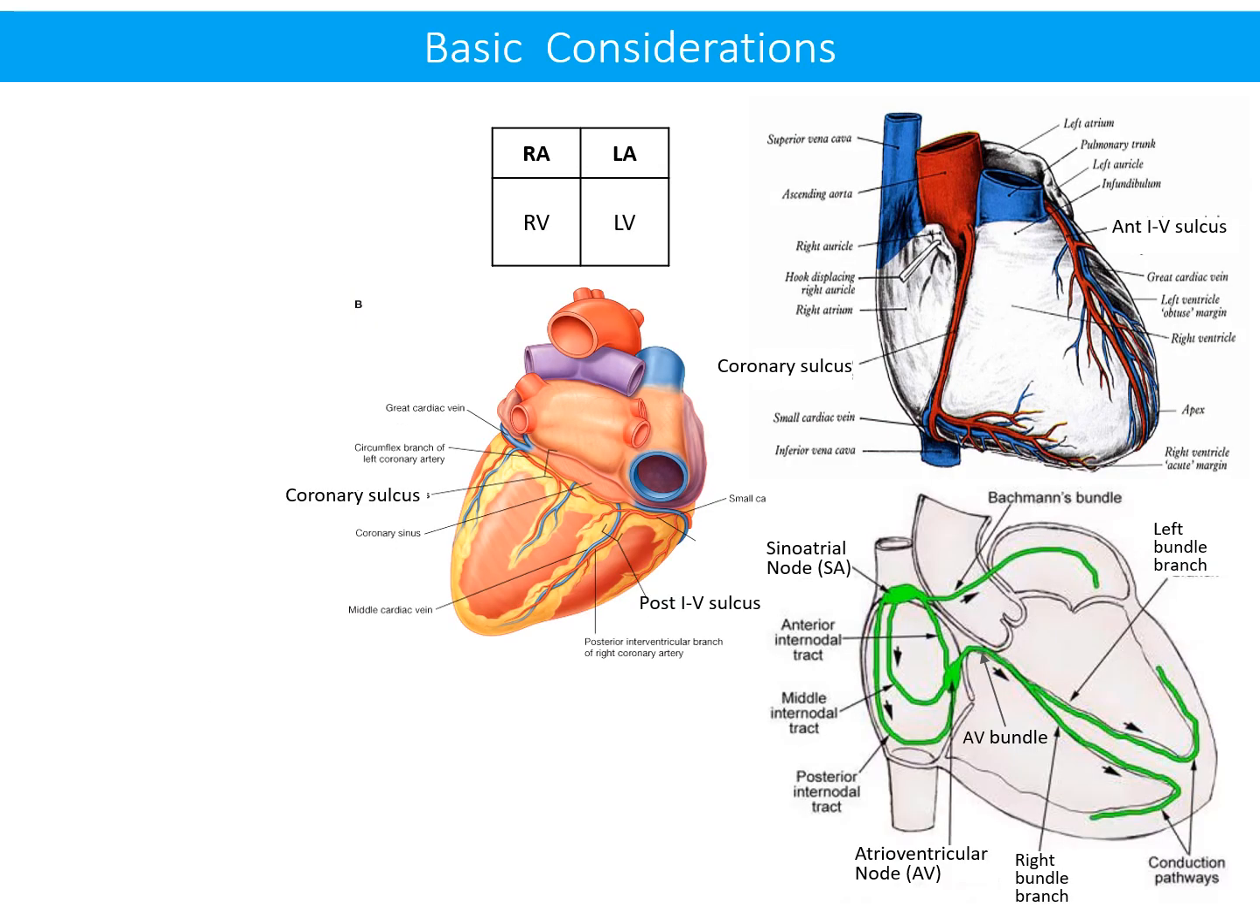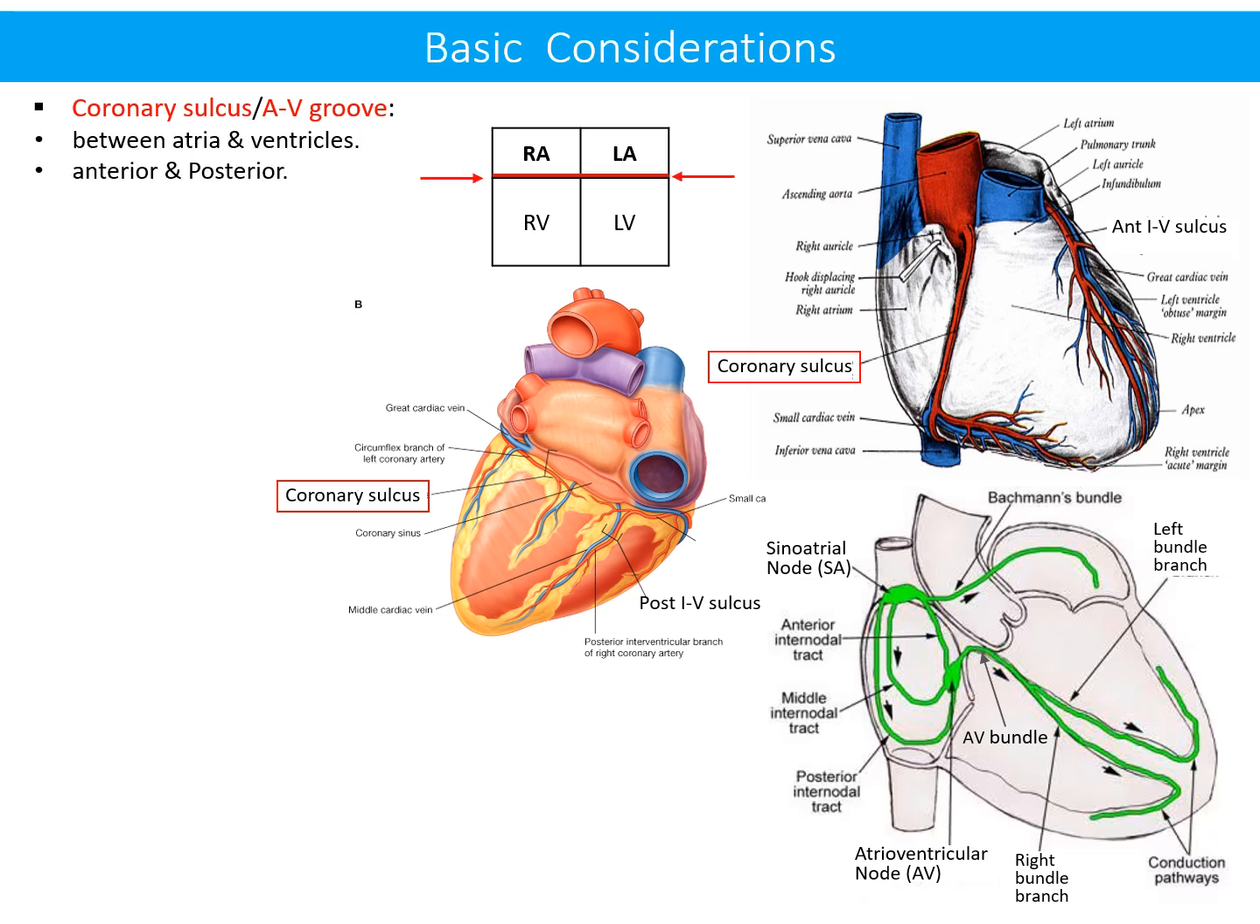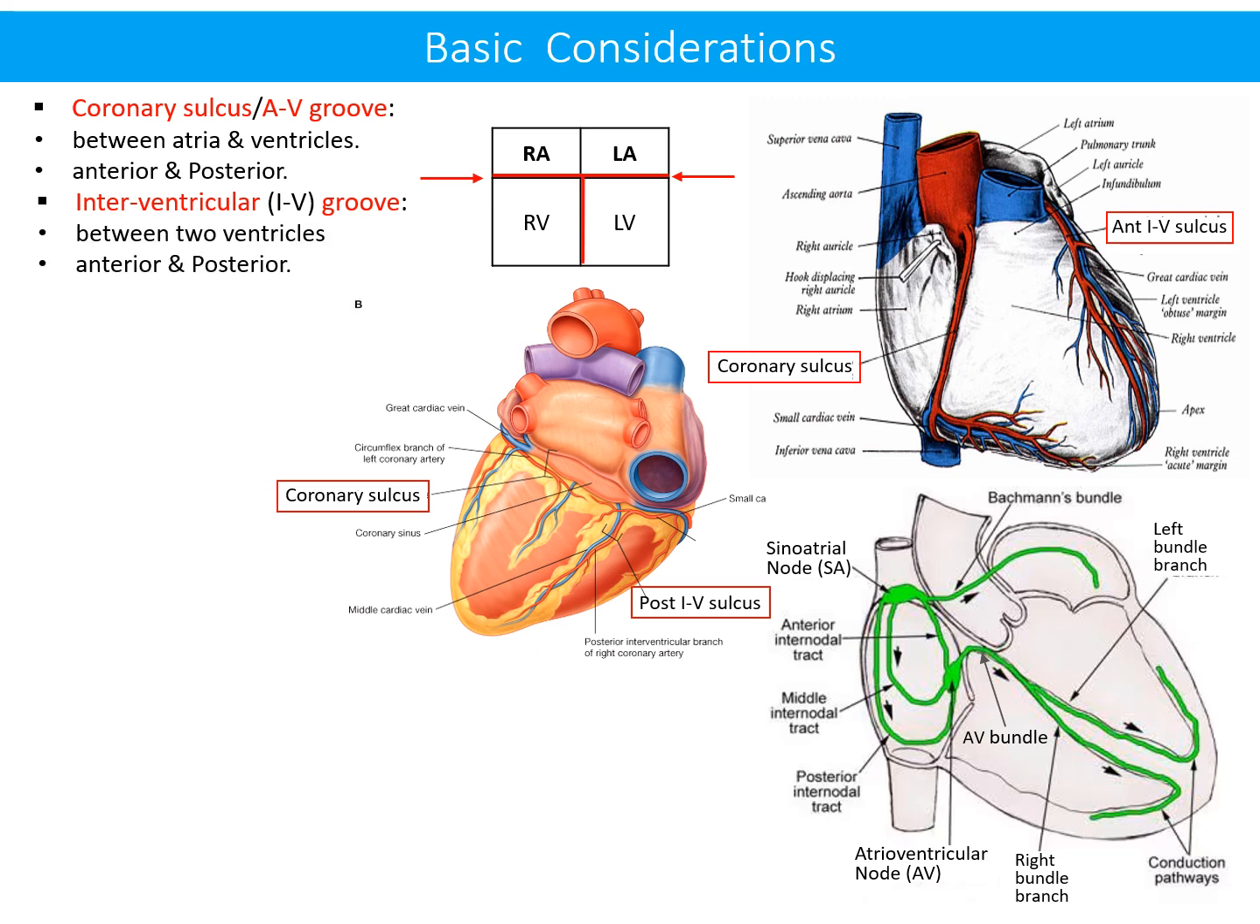We start with the basic considerations relating to the blood supply of the heart. First, the grooves in which the vessels travel. First one is the coronary sulcus or atrioventricular groove, which lies between the two atria and two ventricles and is considered anterior and posterior. Second is the interventricular groove, which is present between the two ventricles and is again anterior and posterior.